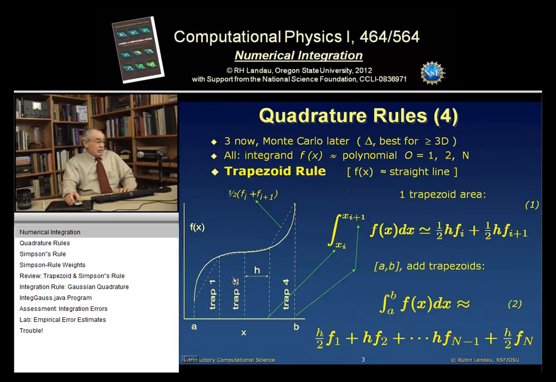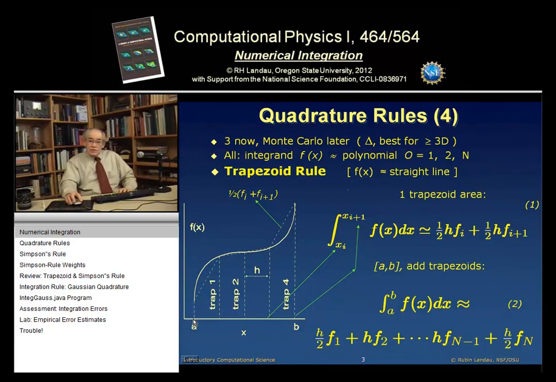And we have to add the result, which is just the area of each of these trapezoids together. Well, for one trapezoid, we just take 1/2 of the height at one end plus 1/2 of the height at the other, times the width. So when we add the trapezoids together, let's start here on the left.